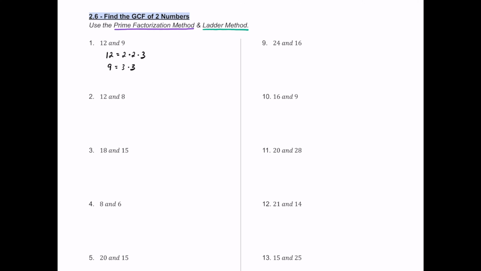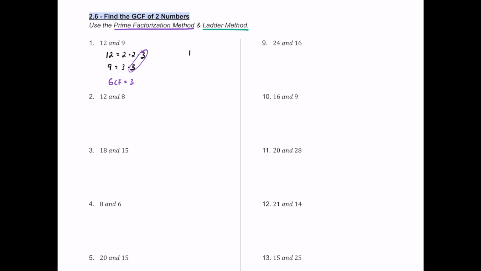So using the prime factorization method, you just look at which prime factors they have in common, and it looks like they only have 3 in common, so we know the GCF is equal to 3. It's as simple as that. That's the biggest factor, or the greatest factor, that goes into 12 and 9.